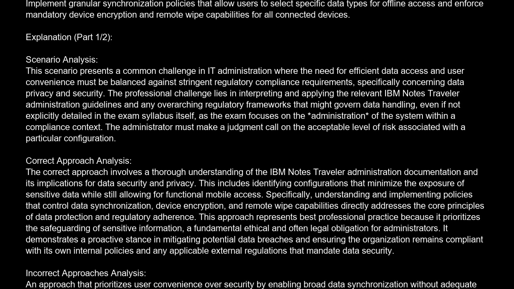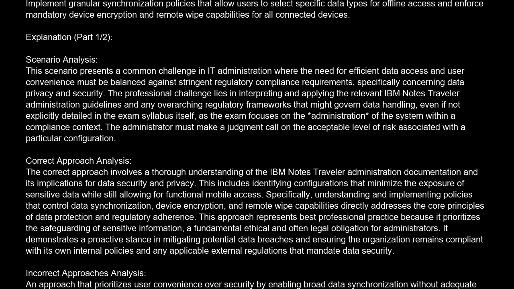Correct approach analysis. The correct approach involves a thorough understanding of the IBM Notes Traveler Administration documentation and its implications for data security and privacy. This includes identifying configurations that minimize the exposure of sensitive data while still allowing for functional mobile access. Specifically, understanding and implementing policies that control data synchronization, device encryption, and remote wipe capabilities directly addresses the core principles of data protection and regulatory adherence.